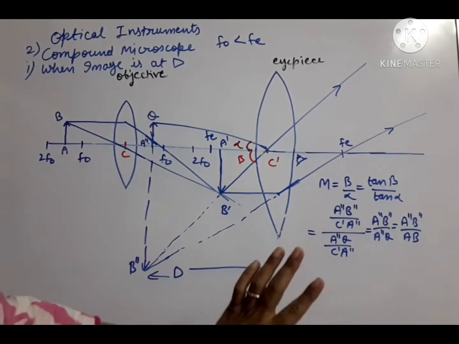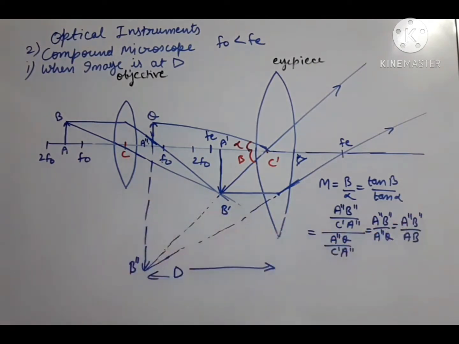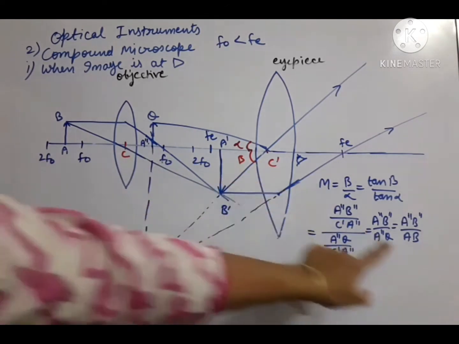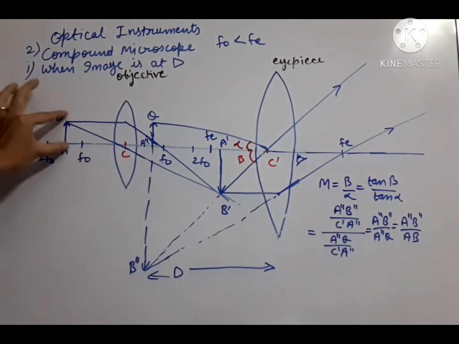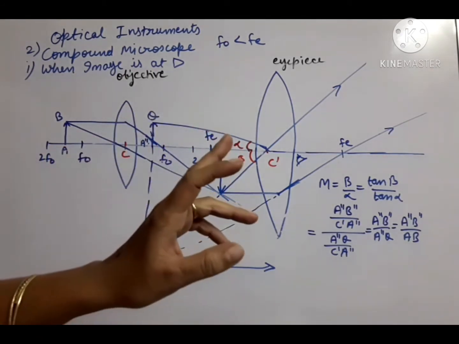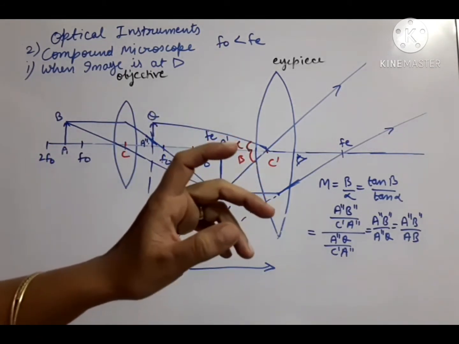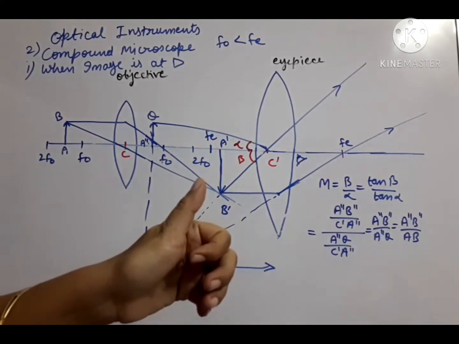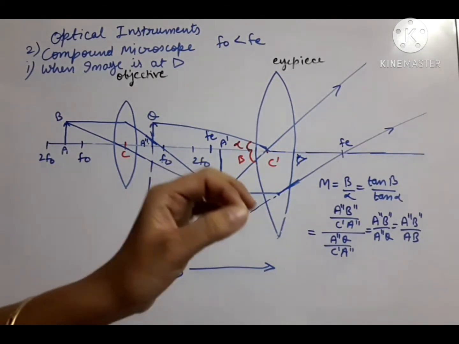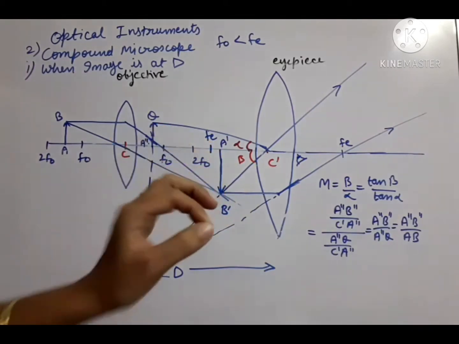Now A''B'' is the image of the second lens, and AB is the object of the first lens. So that means there is no common object and image. That means the object and image of the same lens are not appearing. So what we need to do is include one intermediate term. What is that intermediate term?